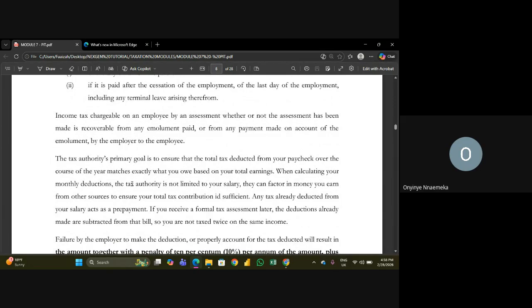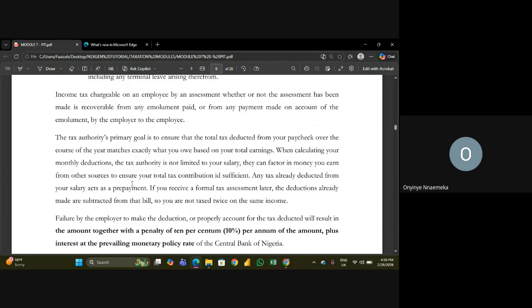Now, income tax chargeable on an employee by an assessment, whether or not the assessment has been made, is recoverable from any emolument paid or from any payment made on account of the emolument by the employer to the employee. So now we are talking about PAYE, right? And PAYE is tax on the employee, the person that is working for somebody. Now, if your employer has calculated your PAYE, you don't expect the employer to pay for you. It's going to be from your own money, from your own salary. So they remove it from your emolument. The tax authority's primary goal is to ensure that the total tax deducted from your paycheck over the course of the year matches exactly what you owe based on your total earnings.